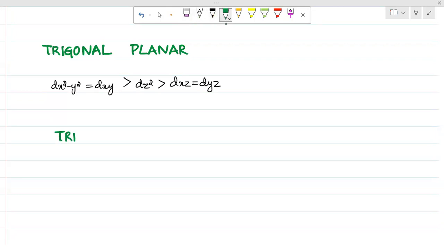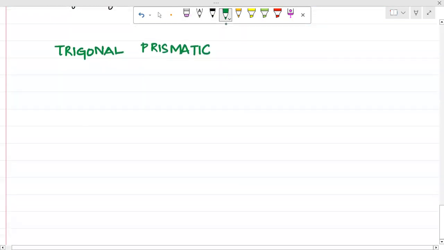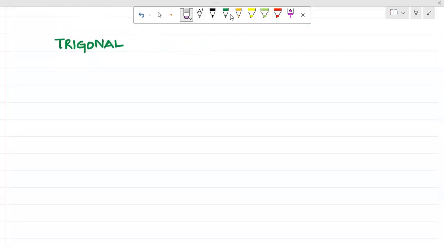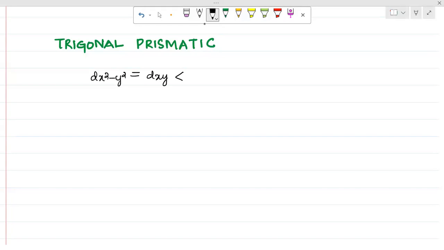And you have trigonal prismatic. Please, I understand with each geometry I write, you might feel very pathetic, but understand that this is something which might help us to improve our rank. dx square minus y square is equal to dxy, which is the least. Then comes dz square, and then comes dxz, dyz.